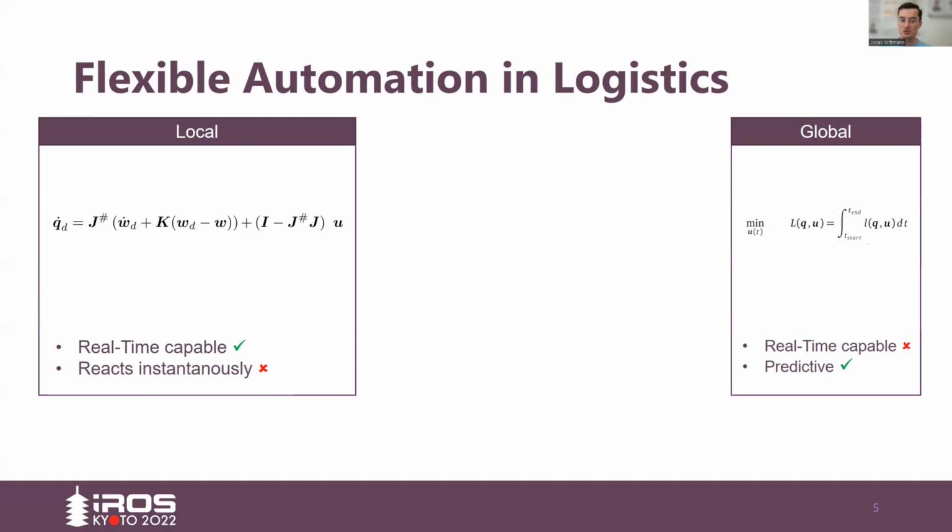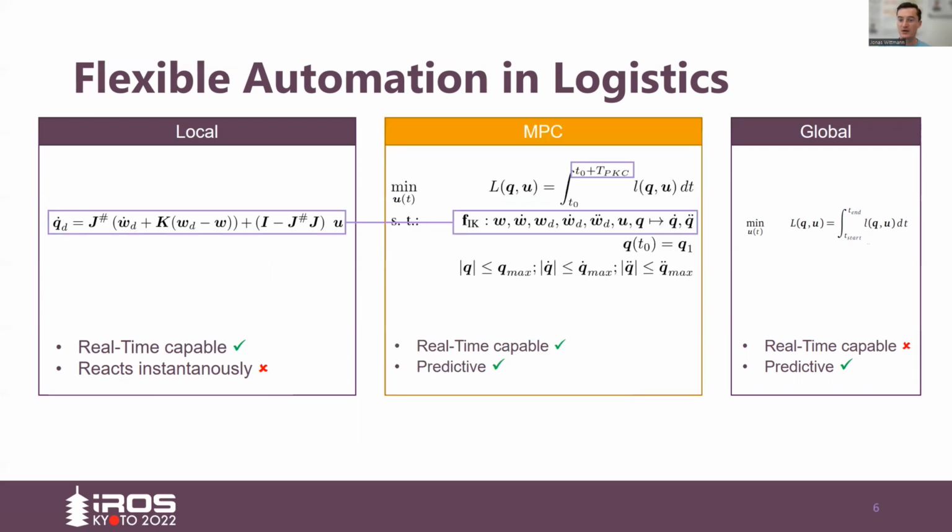Our goal is to compute differential IK for redundant robots that optimize a secondary objective. Thereby, we follow a model predictive control approach. The objective is to minimize a given cost function L over a defined time horizon T_PKC, and the differential IK of the local approach is a constraint of the optimization. That way, we get both a predictive and real-time capable algorithm. There has already been work in this direction.